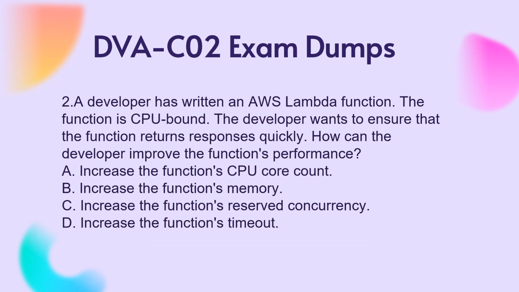2. A developer has written an AWS Lambda function. The function is CPU-bound. The developer wants to ensure that the function returns responses quickly. How can the developer improve the function's performance? A. Increase the function's CPU core count. B. Increase the function's memory. C. Increase the function's reserved concurrency. D. Increase the function's timeout.